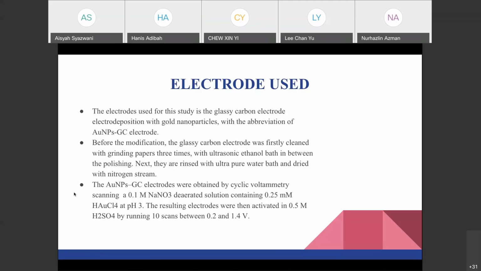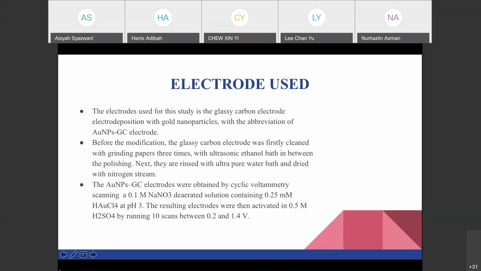This electrode will be modified with the cyclic voltammetry scanning under the solution of sodium nitrate, a deaerated solution containing the 0.25 millimolar hydrogen gold chloride at pH 3, where the gold nanoparticle will attach to the surface as the ion.